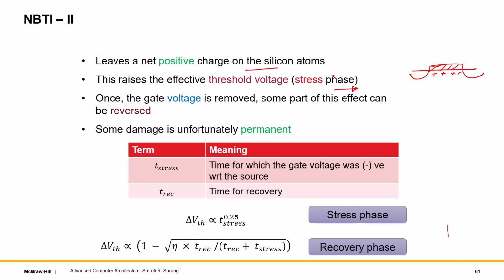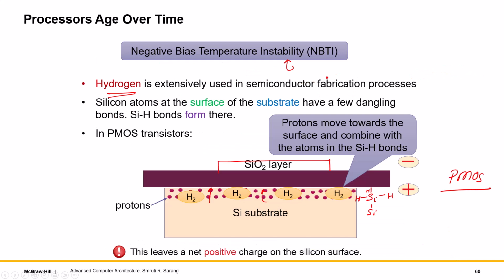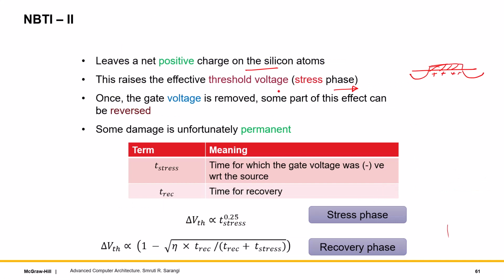So let me repeat this once again. What really happens is that because protons move up and they find a stable home over here, because they can sort of get incorporated into the silicon lattice, they stay there. And this leads to an accumulation of positive charge, and this is known as stressing. Why stressing? Because you are permanently changing the charge equation over here by having positive charge accumulated.